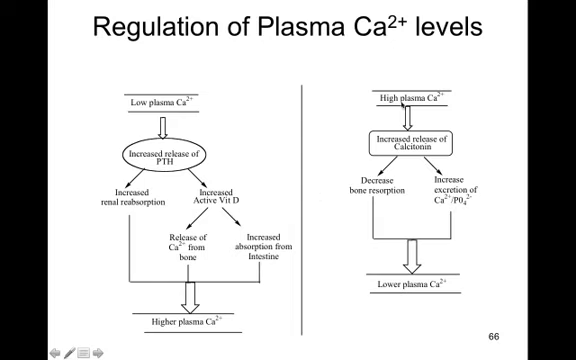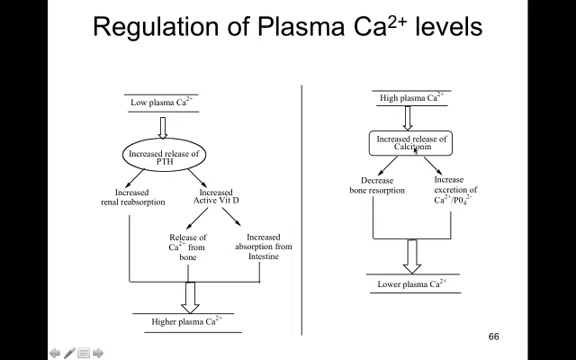So what happens when you have exceedingly high levels of plasma calcium? Another hormone called calcitonin is released. Calcitonin can be considered to be sort of the contradicting factor to PTH, whereas PTH plays a role in increasing plasma concentrations of calcium, calcitonin plays a role in decreasing the plasma levels of calcium.